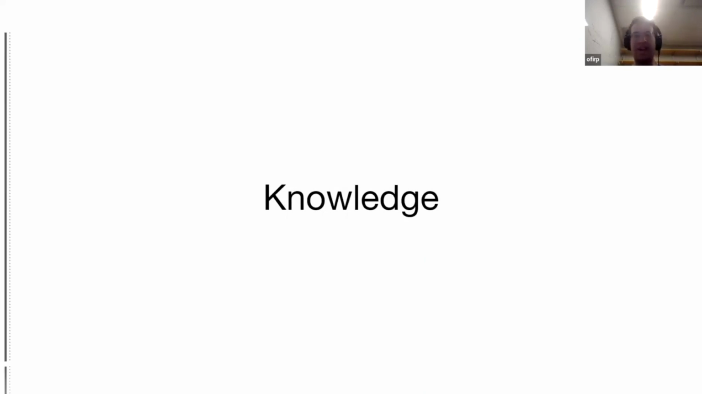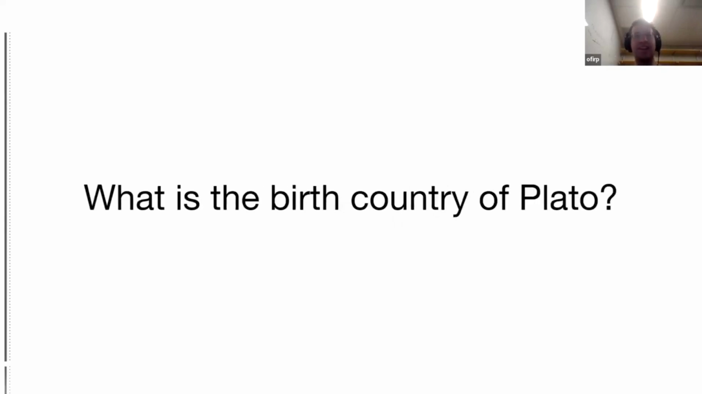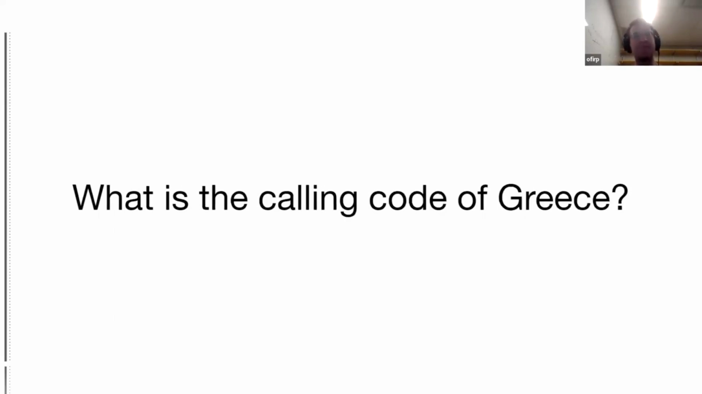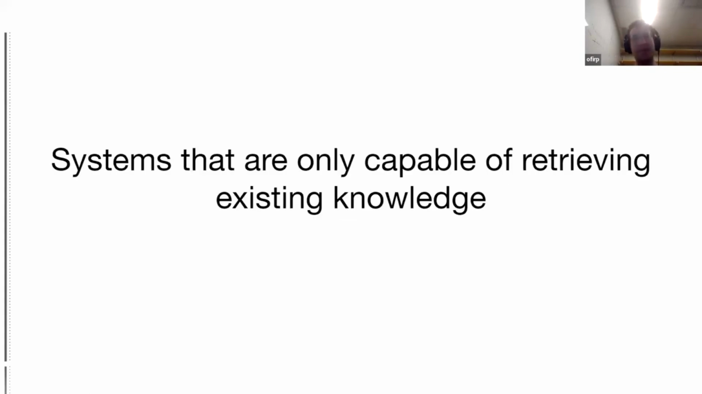Okay, so to start off, I'm going to define knowledge. And in my view, the knowledge in a model is its ability to recall facts that it saw multiple times during training. And so if we wanted to test for knowledge, we can just ask it questions about things that we think it saw lots of times during training. Like, what's the birth country of Plato? What's the calling code of Greece, right? But systems that are only capable of retrieving existing knowledge are very limited, right?